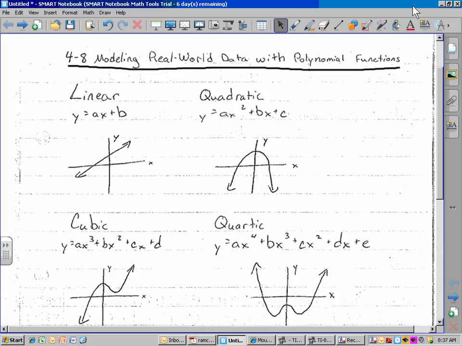Okay, we're going to be covering section 4.8, modeling real-world data with polynomial functions. We've done something very similar to this before. We modeled real-world data with a linear function, and that's the first one we have up here. We have linear, y equals ax plus b, which is just a straight line. We definitely studied that before with best fit lines, linear regressions. Can be done either way.